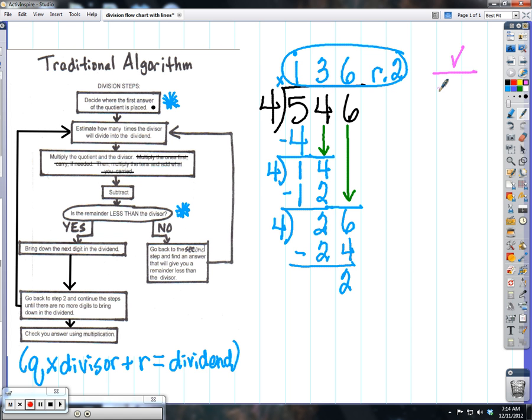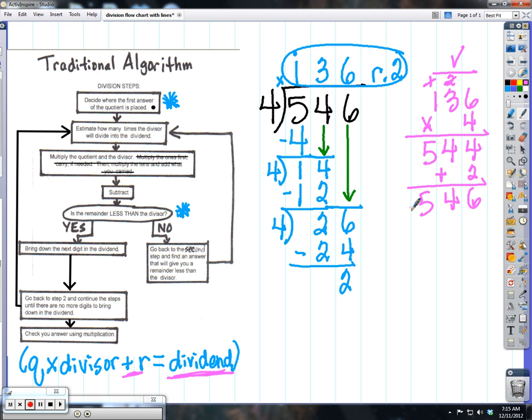So I'm going to take the quotient 136 and multiply it by the divisor 4. 4 times 6 is 24, carry the 2. 4 times 3 is 12 plus 2 is 14. Put down the 4, carry the 1. 4 times 1 is 4 plus 1 is 5. But now I also need to add my remainder. So now I'm going to add the remainder of 2. 4 plus 2 is 6. There's 4. That's 5. And that should equal my original dividend, which it does.